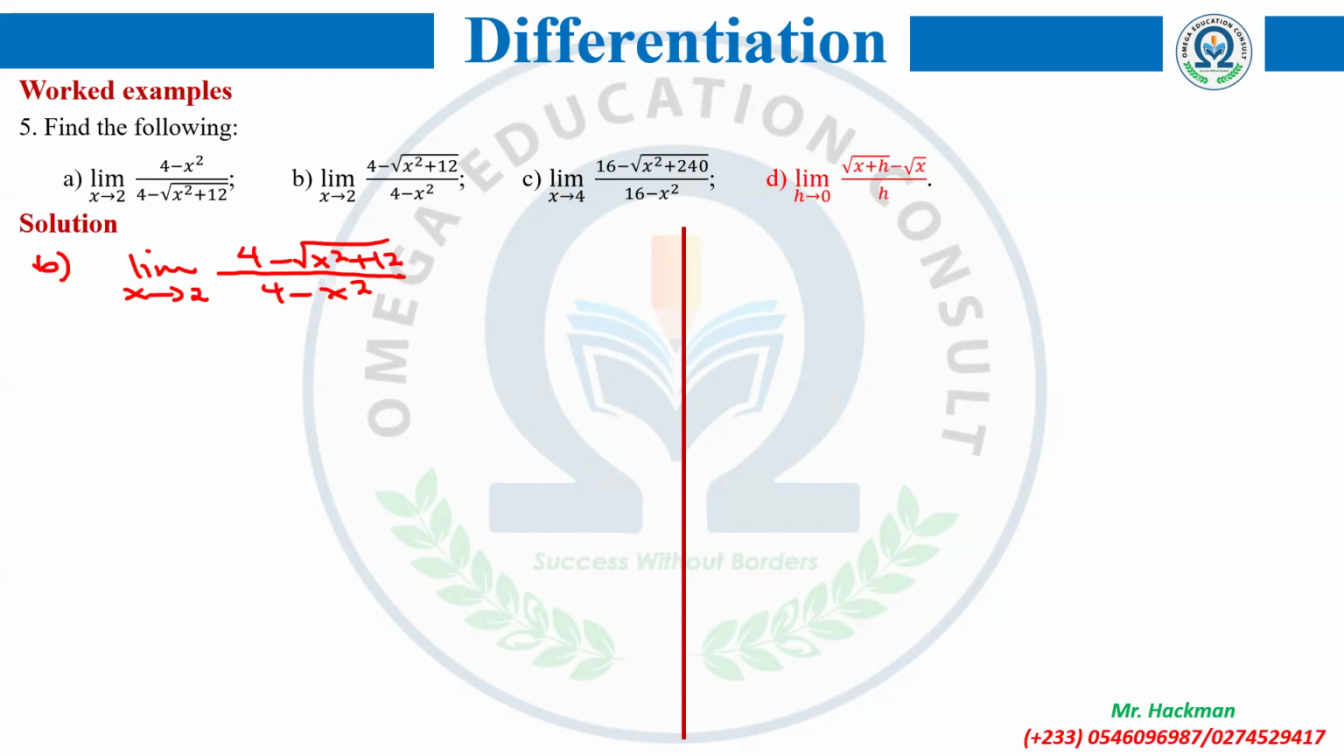And the answer is yes or no? No. Direct substitution is not allowed, because if you substitute x equal to 2, you get 4 minus 2 squared, so it will be 4 minus 4, which will give us 0. So direct substitution is not allowed.